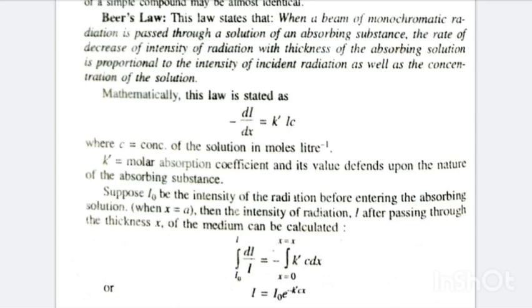So according to Beer's law, the decrease in the intensity of the incident radiation is proportional to the thickness of the absorbing medium as well as to the concentration of the solution. When the solution is more concentrated, the absorption will be more, so we get only a lesser amount of radiation coming out from the medium. What happens to the light which is missing? The missing light was absorbed by the absorbing medium, and after absorbing the light, it will get excited.